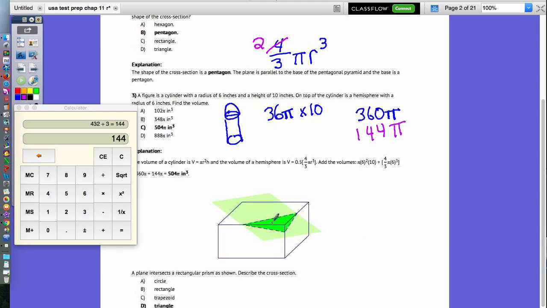For number 4, that cross section that's cut at the edge there, that makes a triangle.